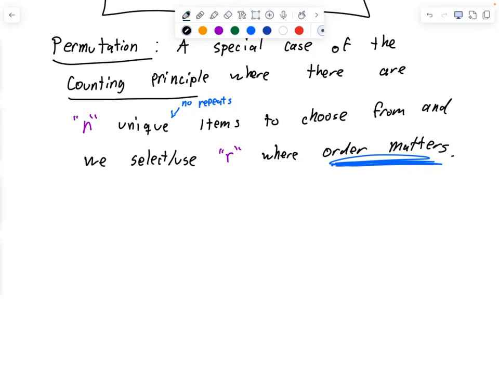But order matters. So let's look at an example of a problem. How many possible orders are possible? Now, by me saying orders, I'm telling you that it matters.